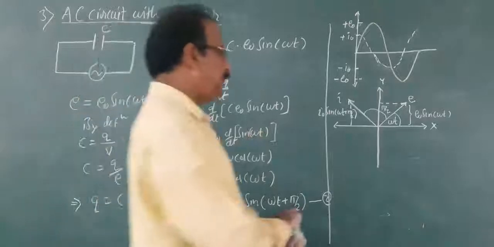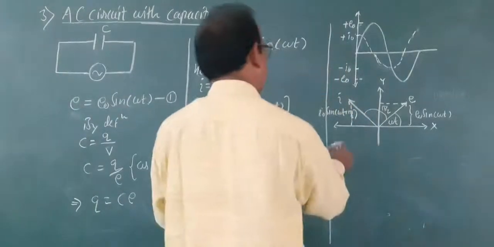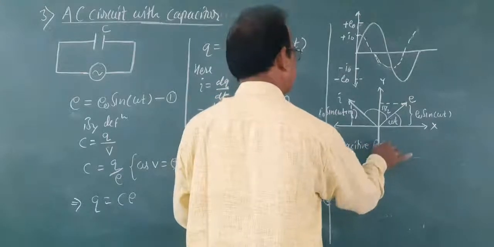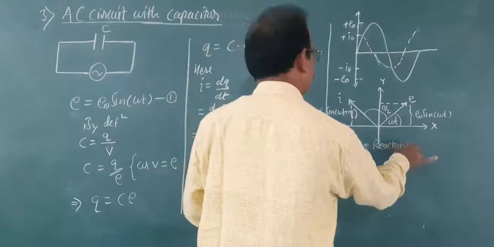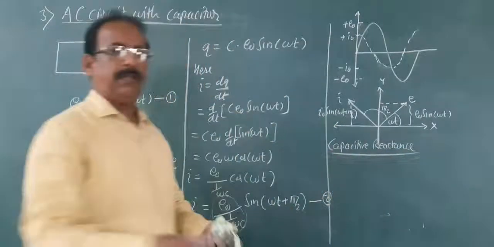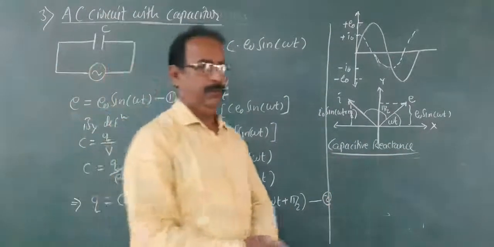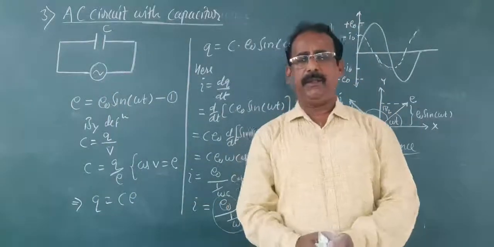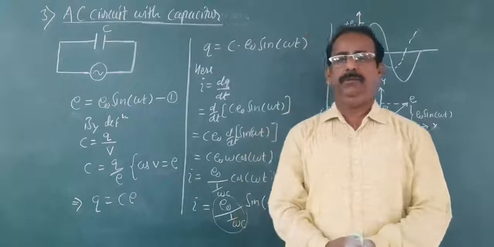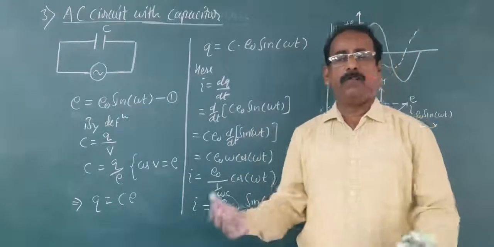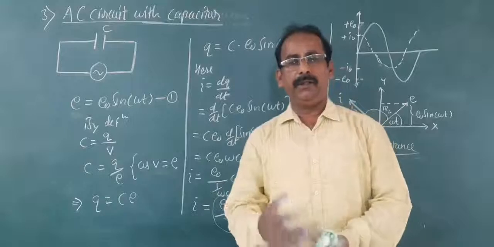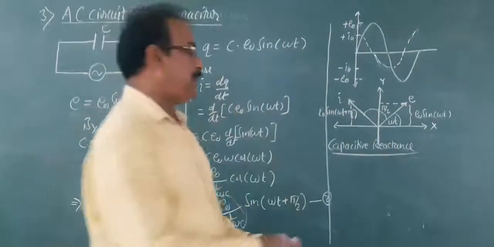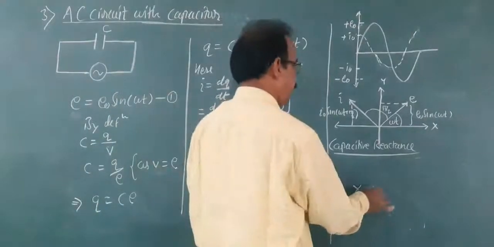Now what is capacitive reactance? Like inductive reactance, there is a capacitive reactance. This capacitor also offers resistance to the flow of alternating current due to its working. The resistance offered by the capacitor to the flow of alternating current is called capacitive reactance, denoted by Xc.